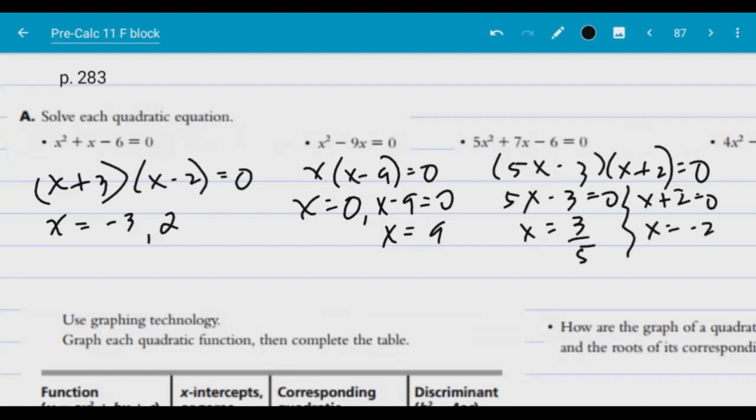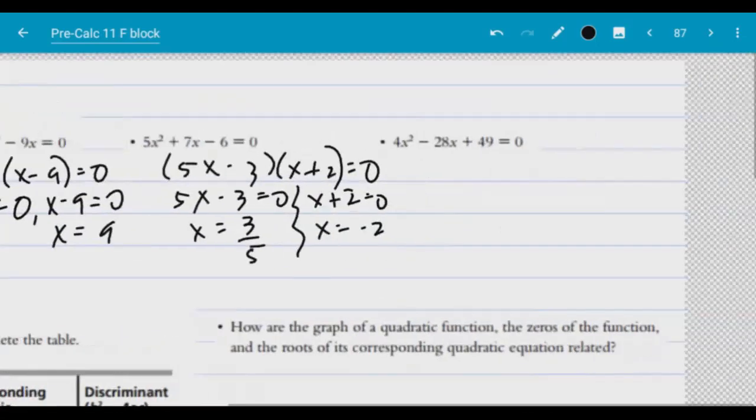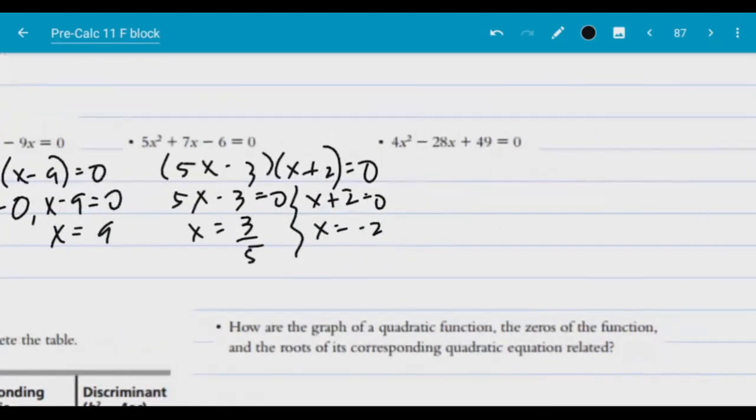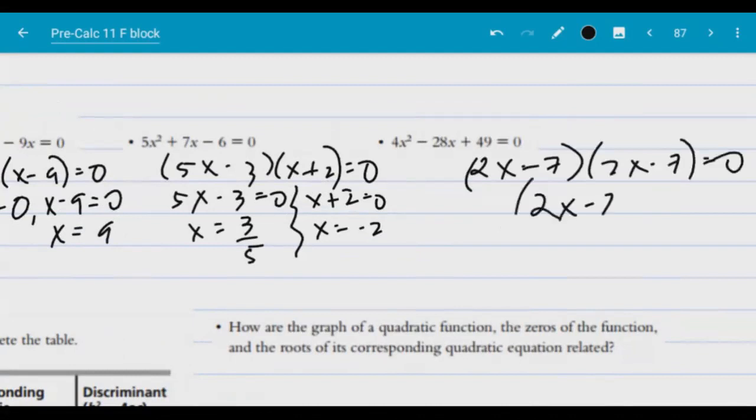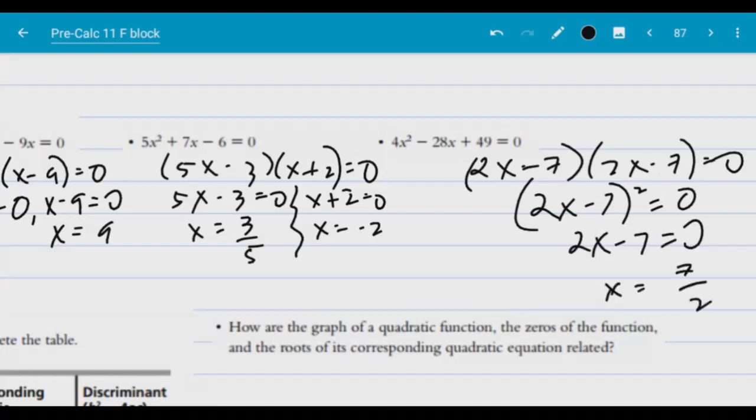Okay, next. 4x squared minus 28x plus 49. You may notice that that is a perfect square trinomial. That would be 2x minus 7 times 2x minus 7, or 2x minus 7 squared equals 0. Therefore, 2x minus 7 equals 0. Therefore, x equals 7/2.